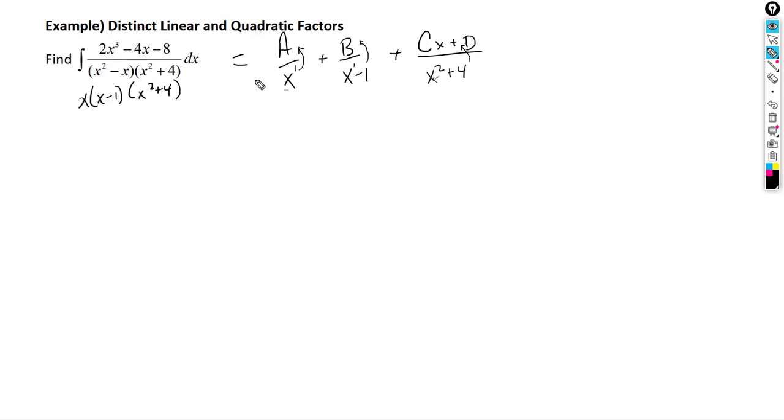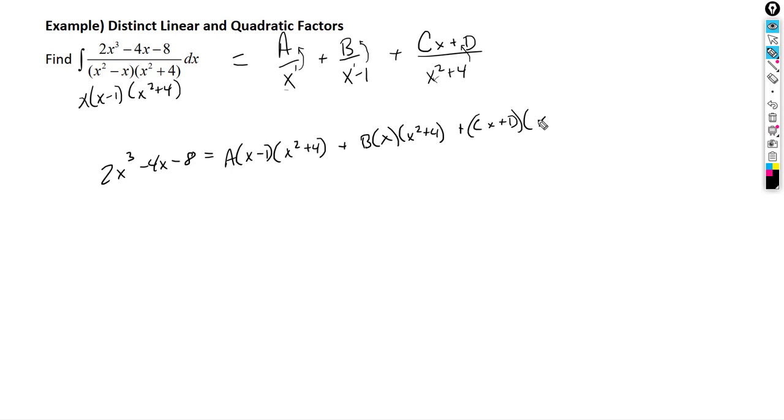So now I want to multiply and get rid of my fractions. I have 2x to the 3 minus 4x minus 8, which is equal to A times x minus 1 times x squared plus 4, plus B times x squared plus 4, plus Cx plus D times x minus 1. Sorry, x times x minus 1.